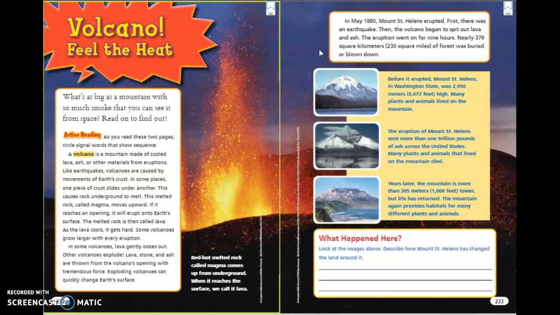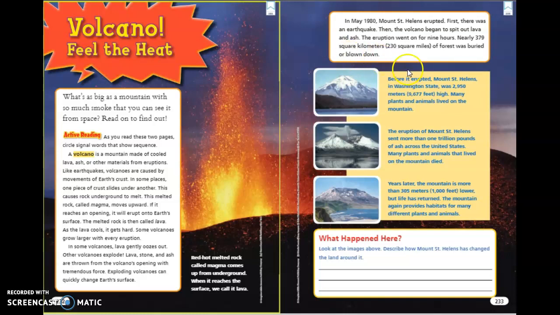Okay, page 233. Remember to be looking for those sequence words. When you find them, you can circle them. In May 1980, Mount St. Helens erupted. First, there was an earthquake. Then the volcano began to spit out lava and ash. The eruption went on for 9 hours. Nearly 379 square kilometers, 230 square miles of forest was buried or blown down.